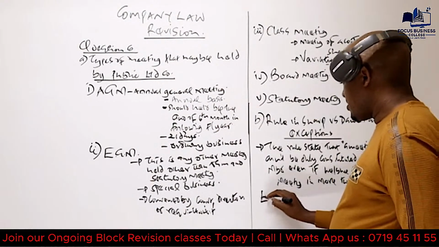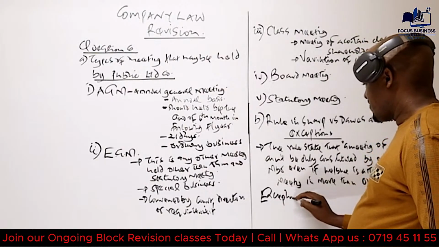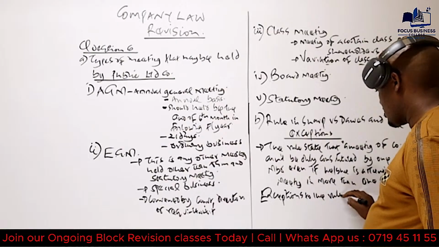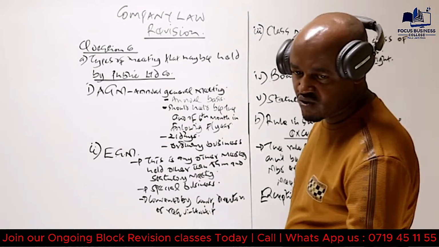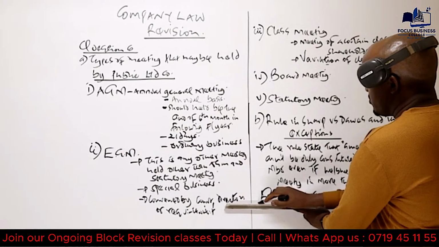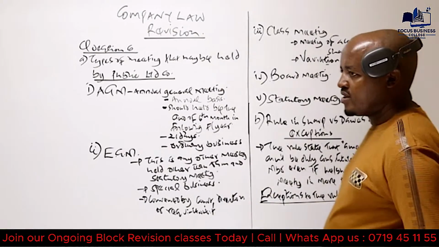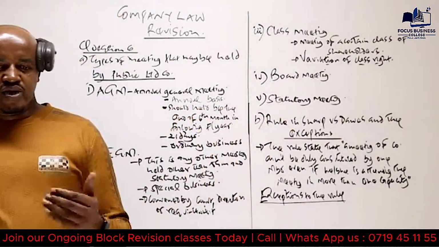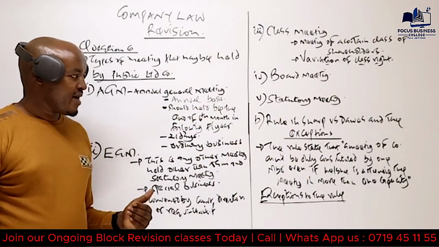Then from there, we can give the exceptions to the rule. First of all, what do you mean by the exceptions to the rule? The exceptions to the rule are the circumstances whereby the meeting of a company can be duly constituted by one person.